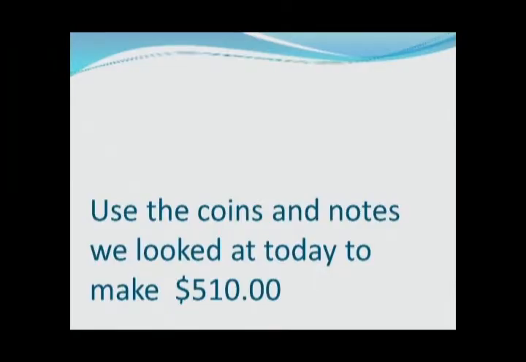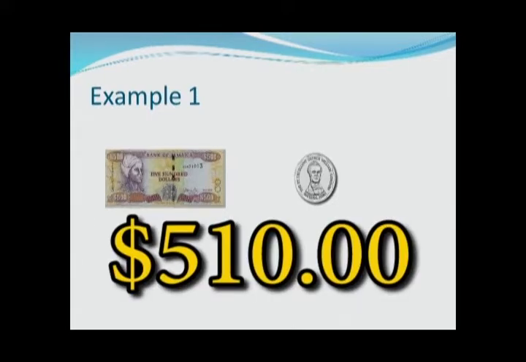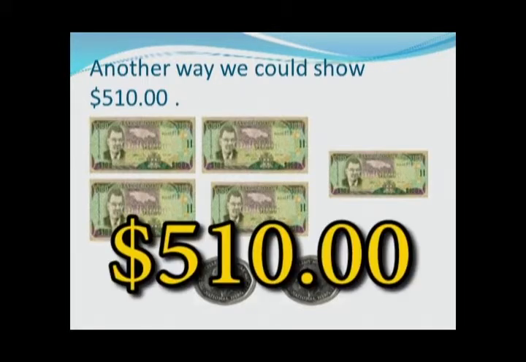With the coins we observed before and the notes we looked at today, we're going to use them to make $510. Here is an example of $510. We have one $500 note and a $10 coin. So this is $510. Another way we could show this is by using 5 $100 notes and 2 $5 coins. That also shows $510. I'd love for you to explore other ways with your teacher where you can make $510 using the coins and notes we looked at today.